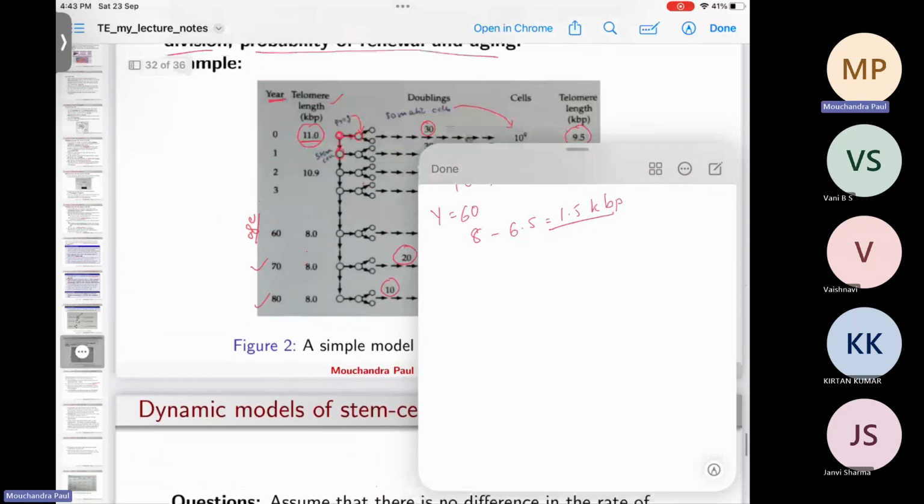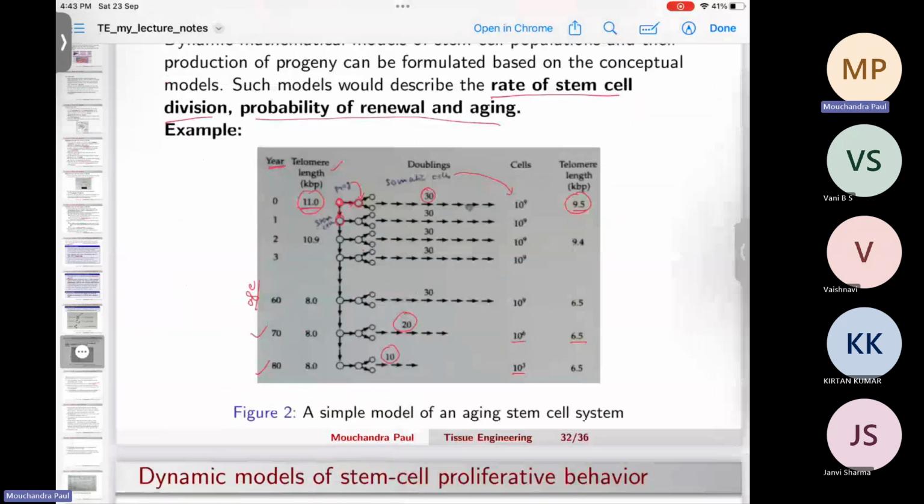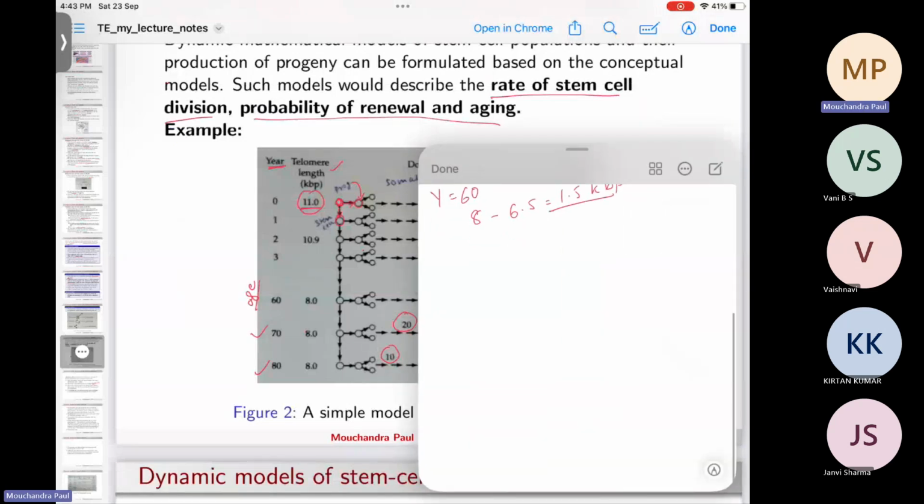Again, you will refer to the data given to you in this figure form. So let's assume for year 0, the complete data is given to you: the length of telomere before differentiation, meaning for the stem cell, and the length of telomere for the differentiated cells. That is why I'm choosing year 0. Similarly, you can do this calculation for year 2 as well.